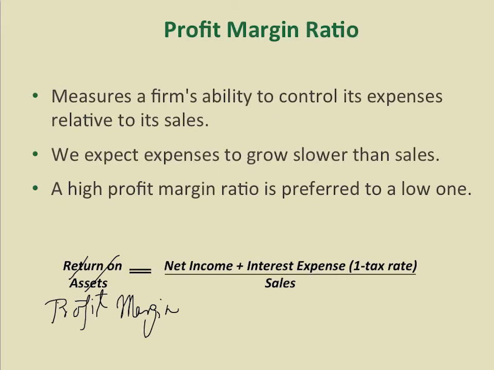Talking about the profit margin ratio, it equals net income plus after-tax interest expenses divided by sales. So it simply tells people that for every $1 of sales, how much net income and interest expenses can be squeezed out of it. So this ratio measures the company's ability to control its expenses relative to its sales. Okay, if you can control your cost, you can squeeze more returns out of your sales. Of course, we expect expenses to grow slower than the sales. A high profit margin ratio is preferred to a lower one.